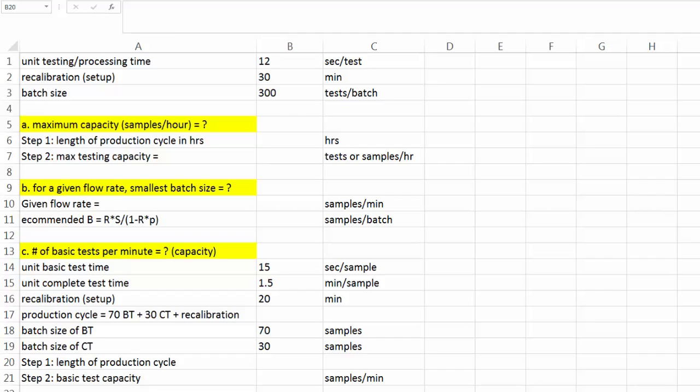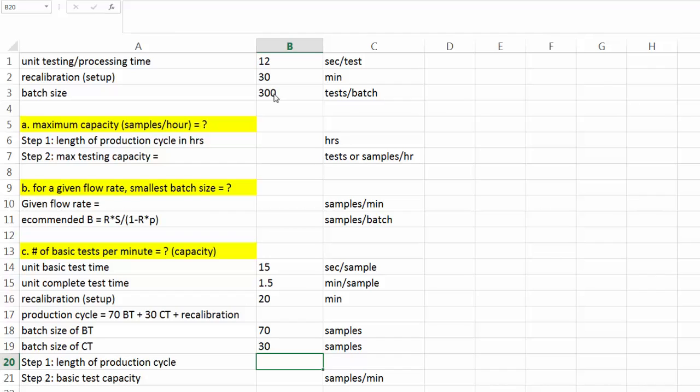All right, let's answer one question at a time. Let's collect information first. Here's what we know. Unit testing or processing time is 12 seconds. Setup time or recalibration time is 30 minutes. Currently, the batch size is 300 tests or samples per batch. In question A, we want to find out about the maximum capacity in samples per hour.